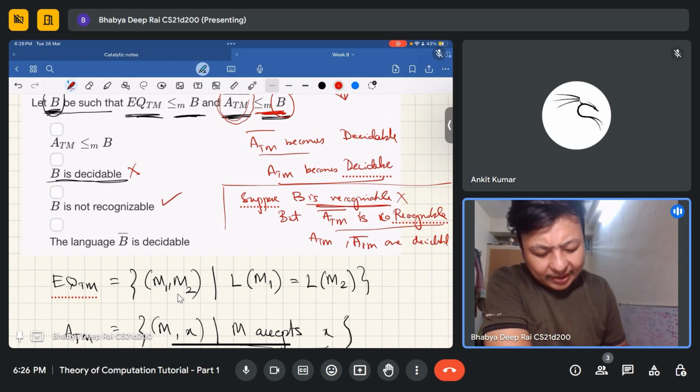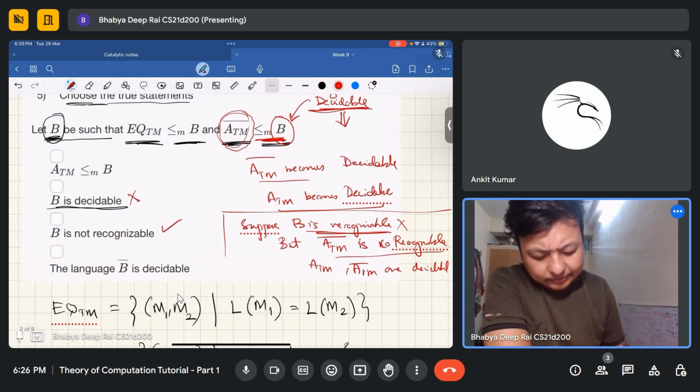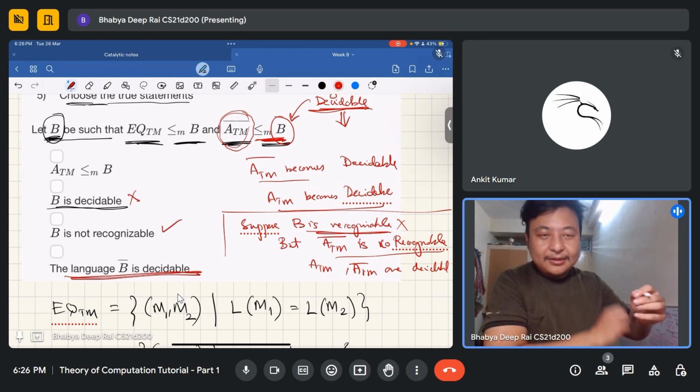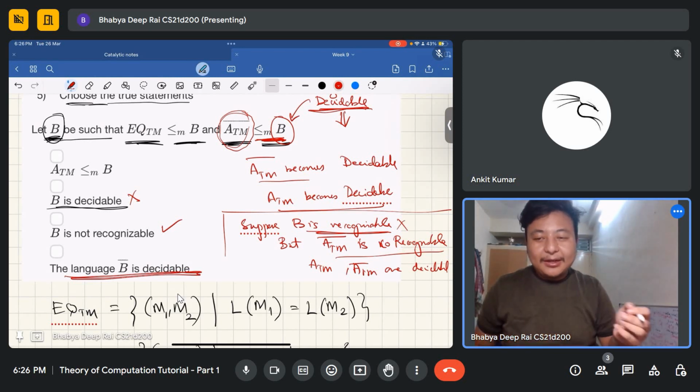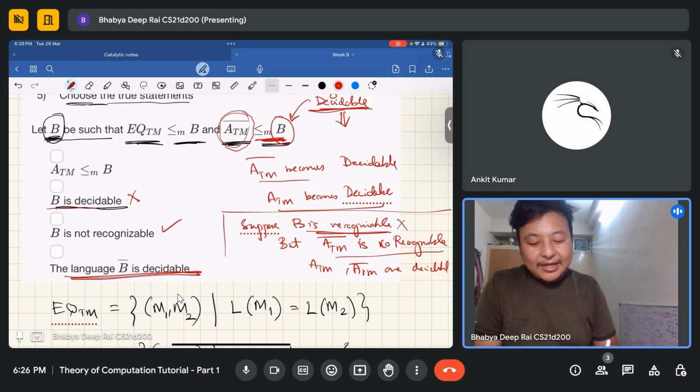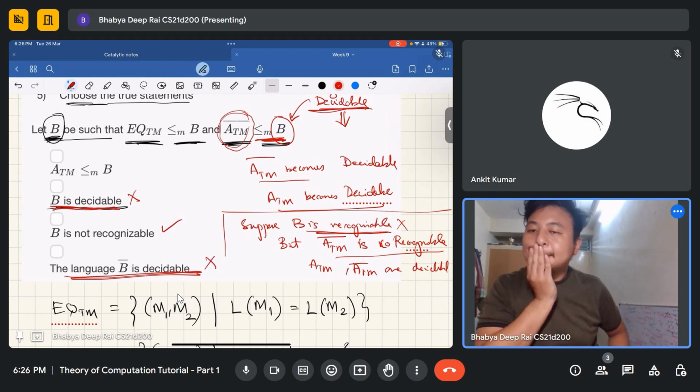Now finally, what do you have? The language B bar is decidable. Again, it's the same answer: if B bar is decidable, its complement, that is B, will also be decidable. And we know that B cannot be decidable, so the language B bar can also not be decidable. Okay.